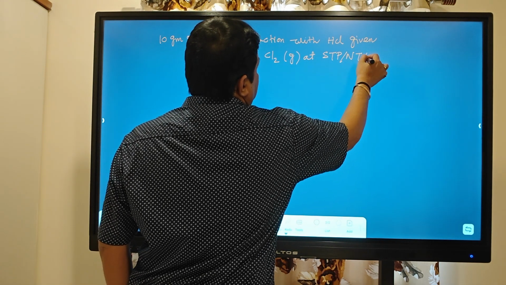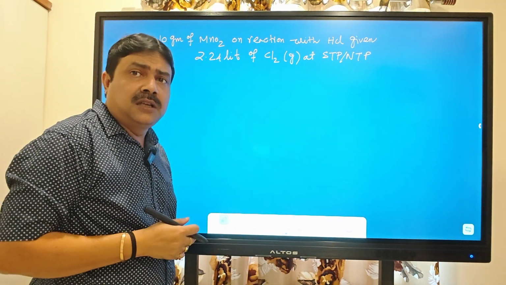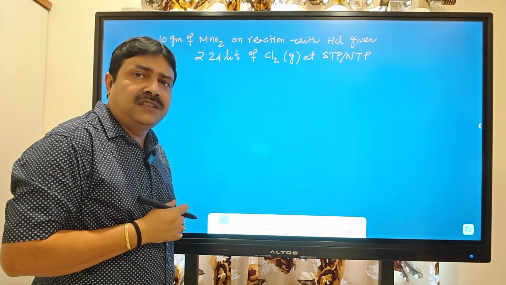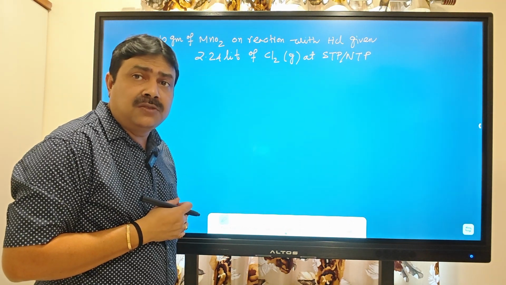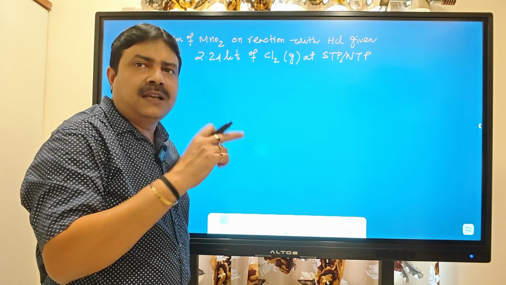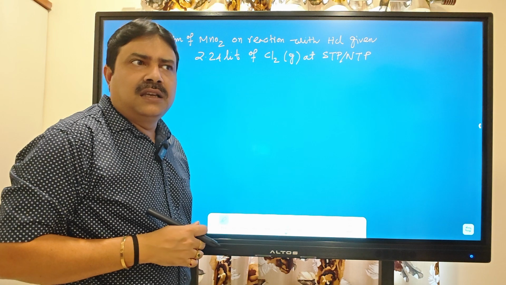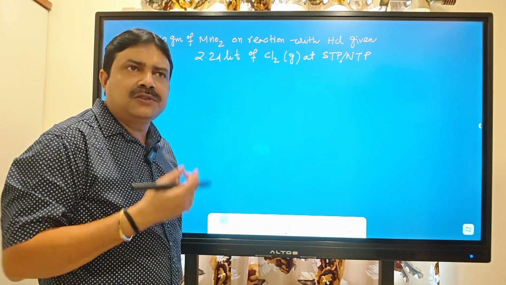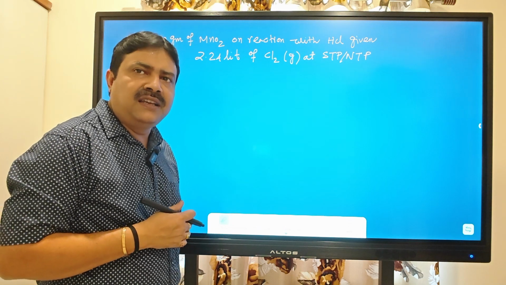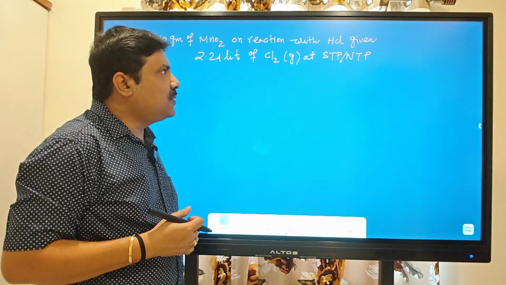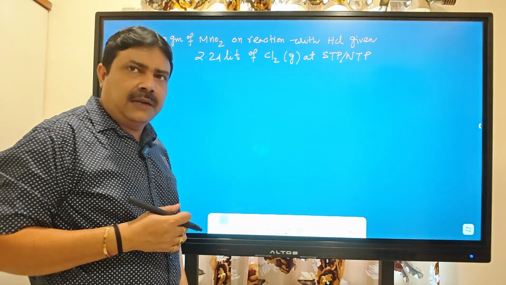That day we discussed what STP and NTP are. Standard temperature pressure, normal temperature pressure. In both cases temperature is 273 Kelvin. Only NTP pressure is 1 atmosphere, STP pressure is 1 bar. And atmosphere and bar are not equal: 1 atmosphere is almost 1.013 bar, or 1 bar is about 0.98 atmosphere. So that's why STP and NTP. Another is the SATP condition. That point is to be noted.